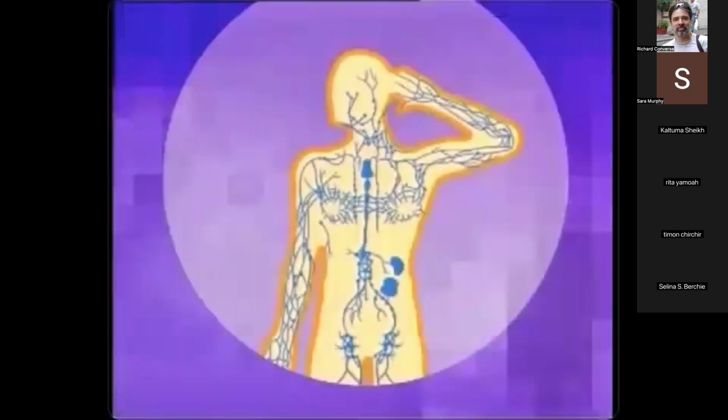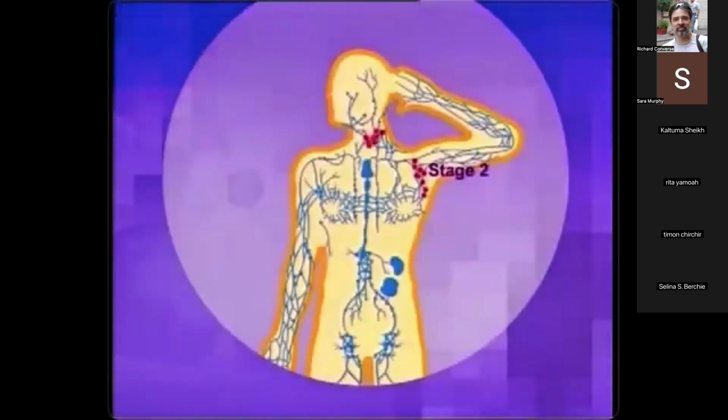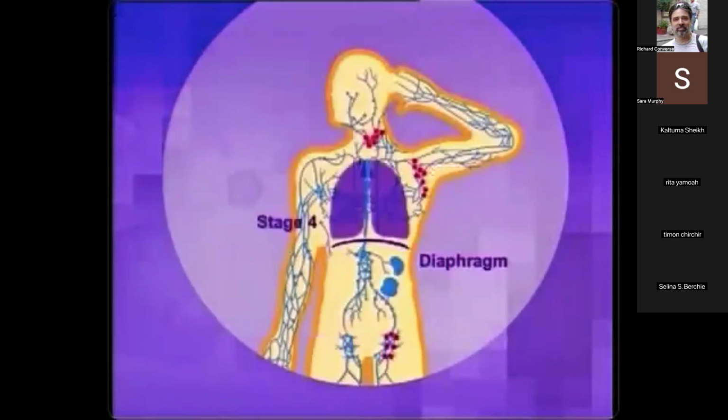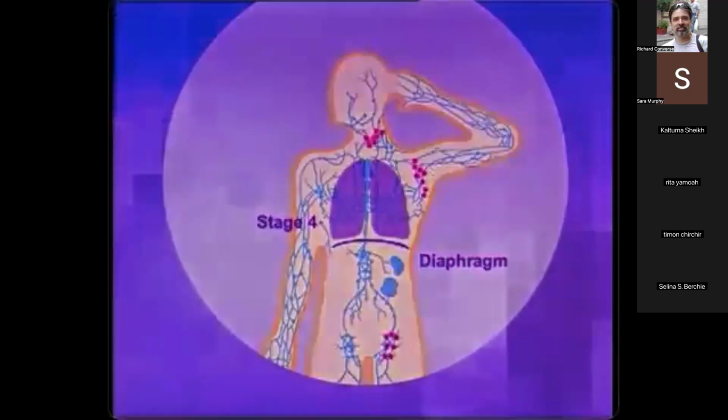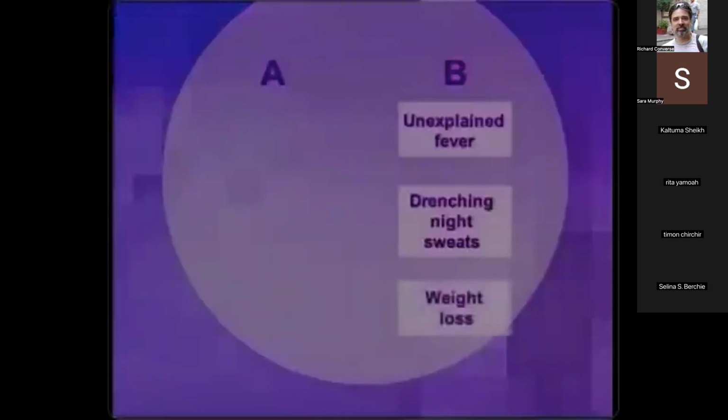4 stages of Hodgkin lymphoma are recognized. Stage 1, where the disease is limited to one group of lymph nodes. Stage 2, where disease is limited to 2 or more groups of lymph nodes on the same side of the diaphragm, that is, in the upper or lower body, but not both. Stage 3 involves lymph nodes on both sides of the diaphragm. And in stage 4, the disease has spread out of the lymphatic system. Each stage is also given the suffix A or B, where B indicates the presence of significant fevers, night sweats, or weight loss, and A denotes the absence of these symptoms.